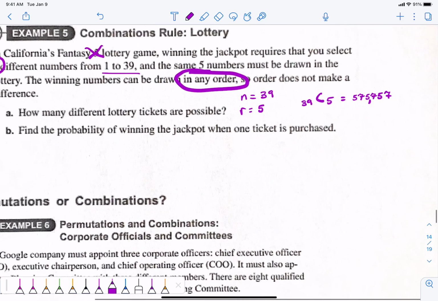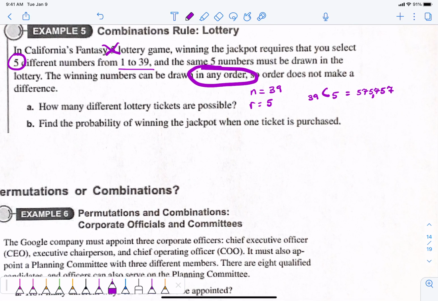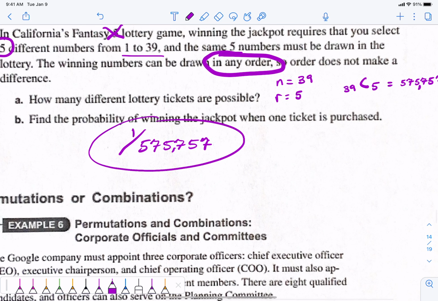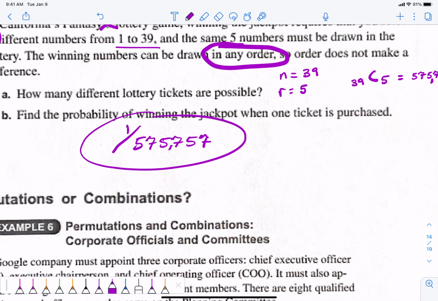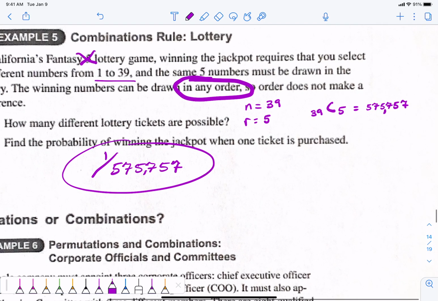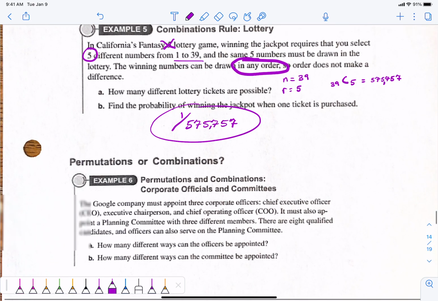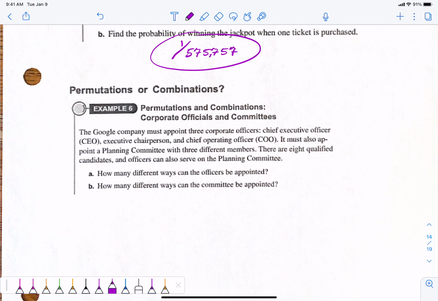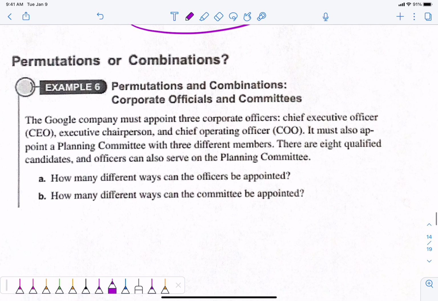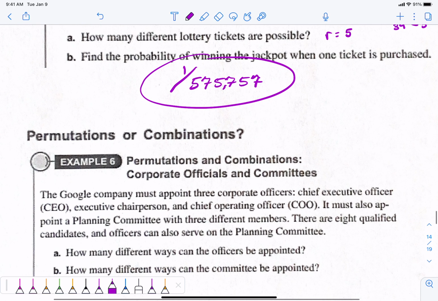Find the probability of winning the jackpot when 1 ticket is purchased. 1 out of 575,757. Good chances? No, I'm not going to go buy a lottery ticket. I mean, that's actually better odds than sometimes. But take into consideration that there's probably like 4 other people winning as well, maybe even 10 other people.